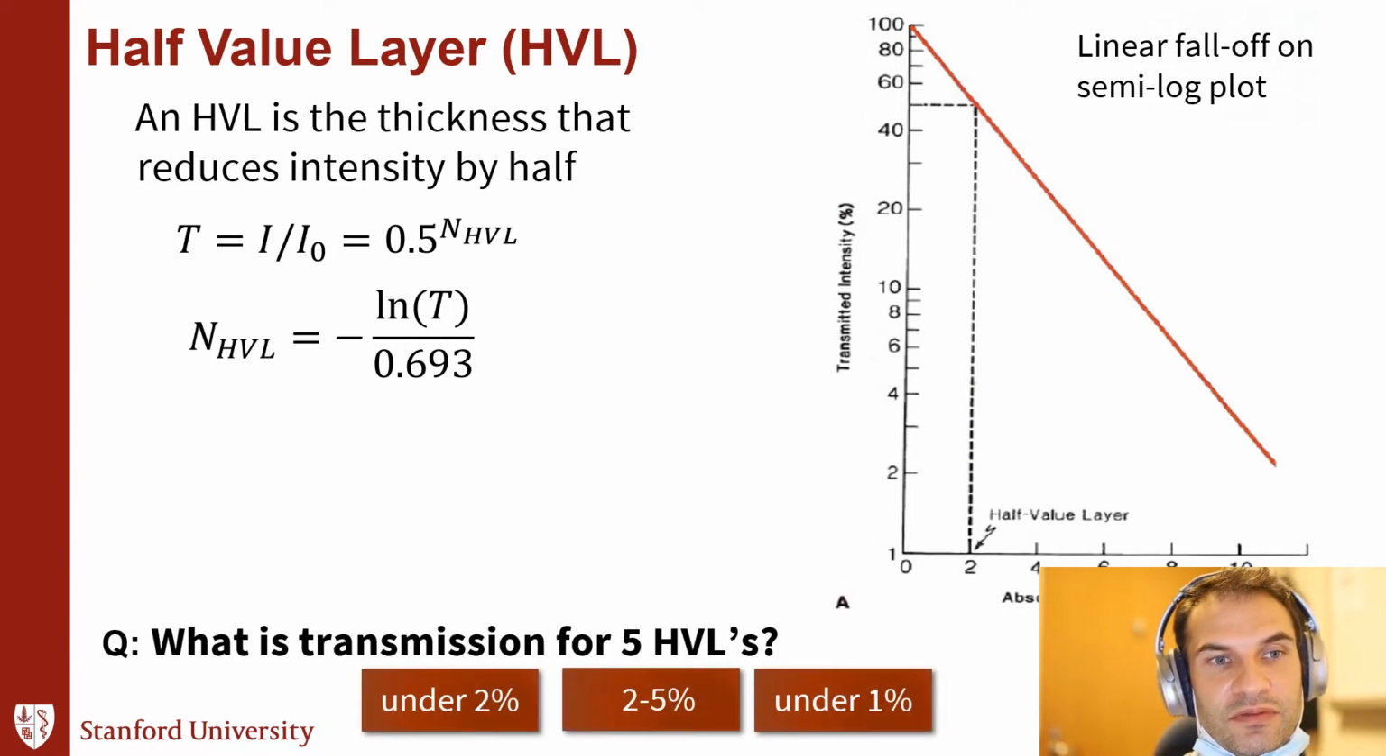Then you can ask the question, what's the transmission for 5 half-value layers? It would be 0.5 to the power 5, so 1 over 2 to the power 5, so 2, 4, 8, 16, 32. 1 over 32 is your answer, so about 3%.